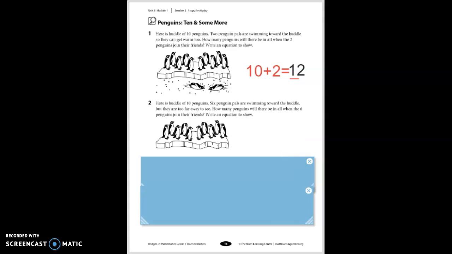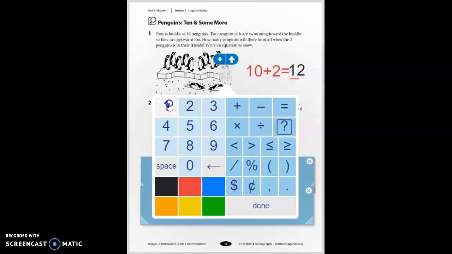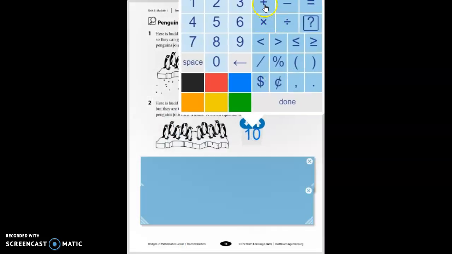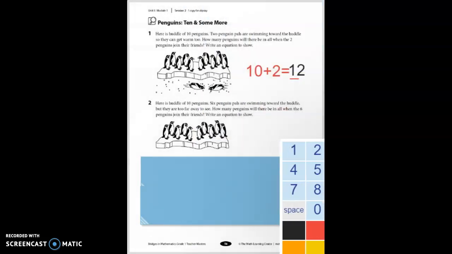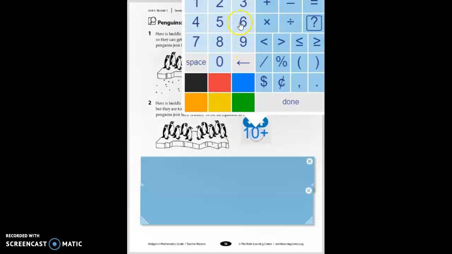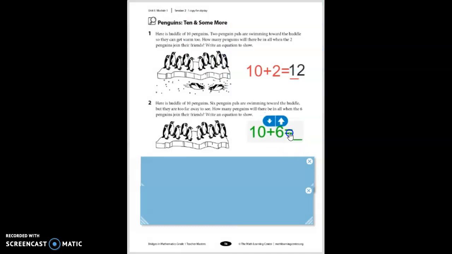So how many are on the ice? We know that there are 10 on the ice. We need to add, it said, no, hold on. 6 penguin pals are swimming, so we need to add 6 more. And that equals, whoops, I didn't want that, unknown, because we're not sure how many there will be.